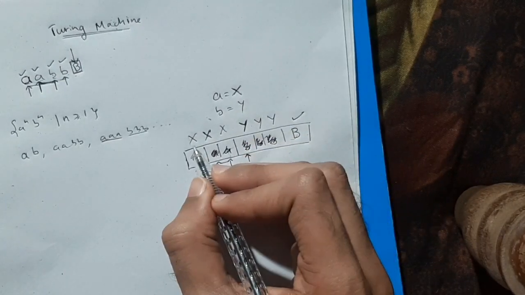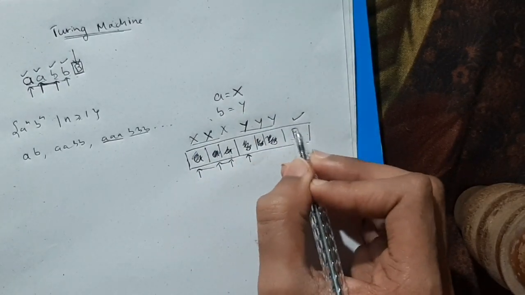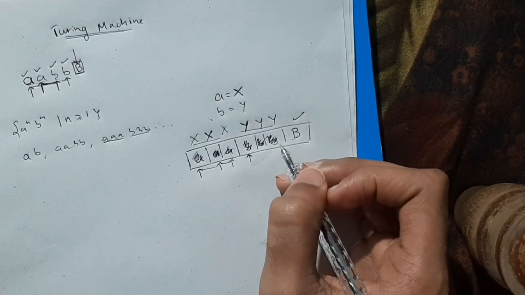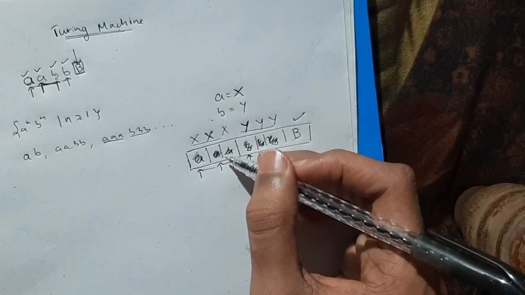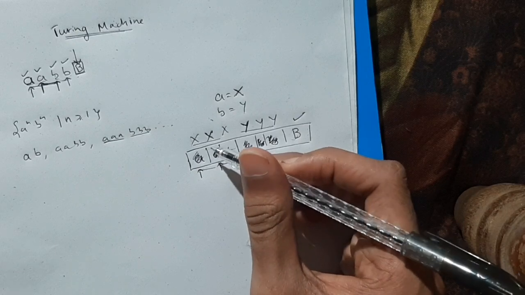So this string is valid. If I am able to reach the blank space, that means the string is valid, else it's not valid. Alright, so this is the way we approach this question. Now let's see how to make the transition diagram for it.